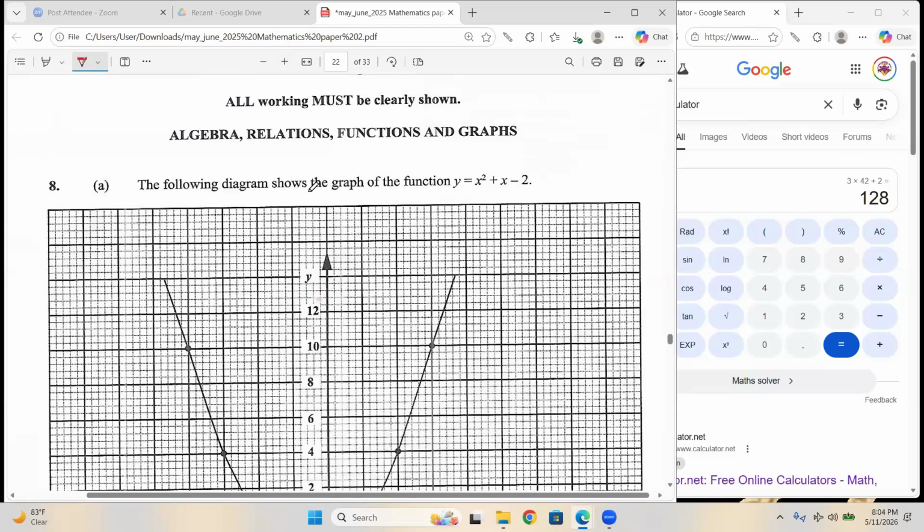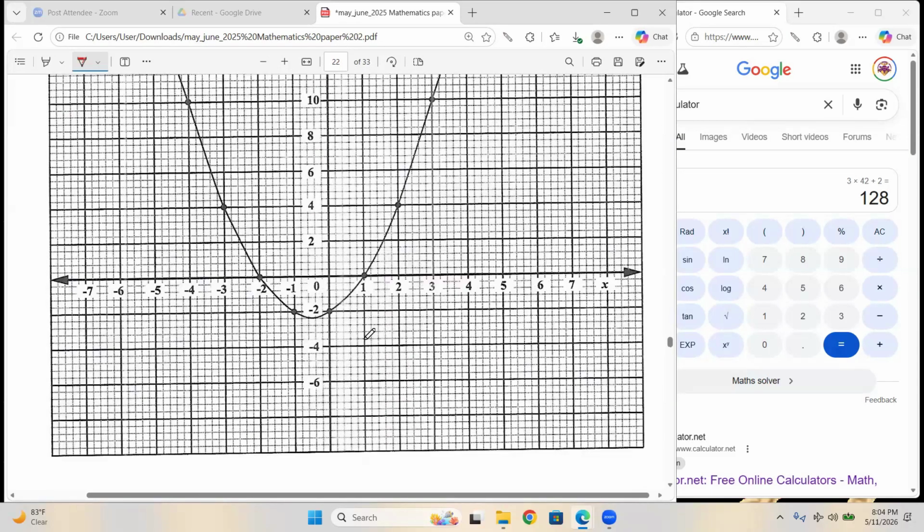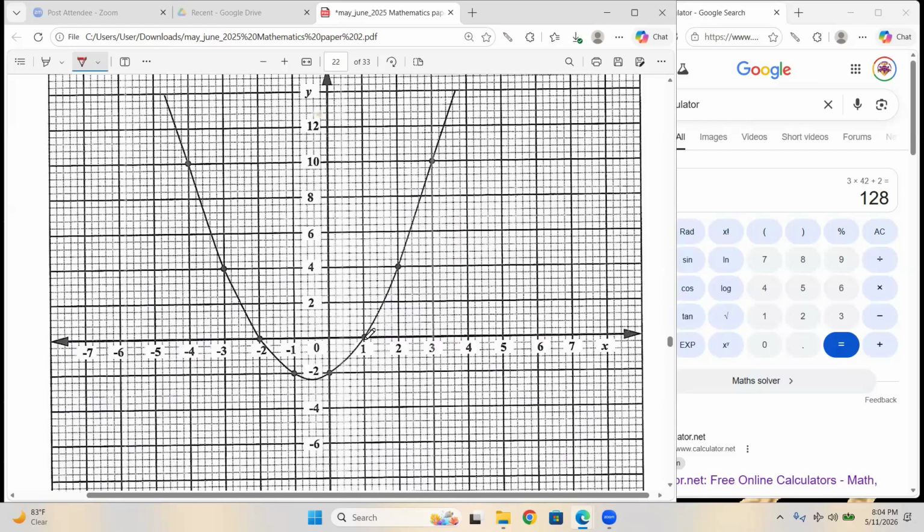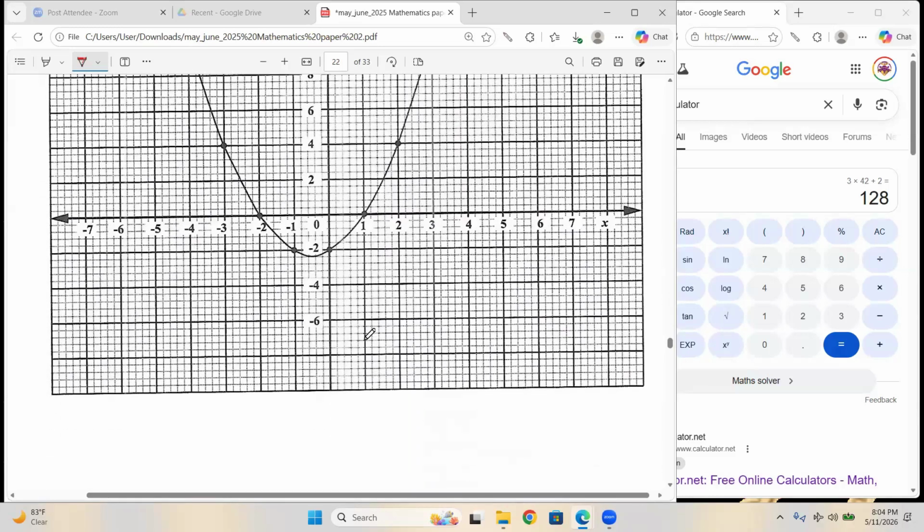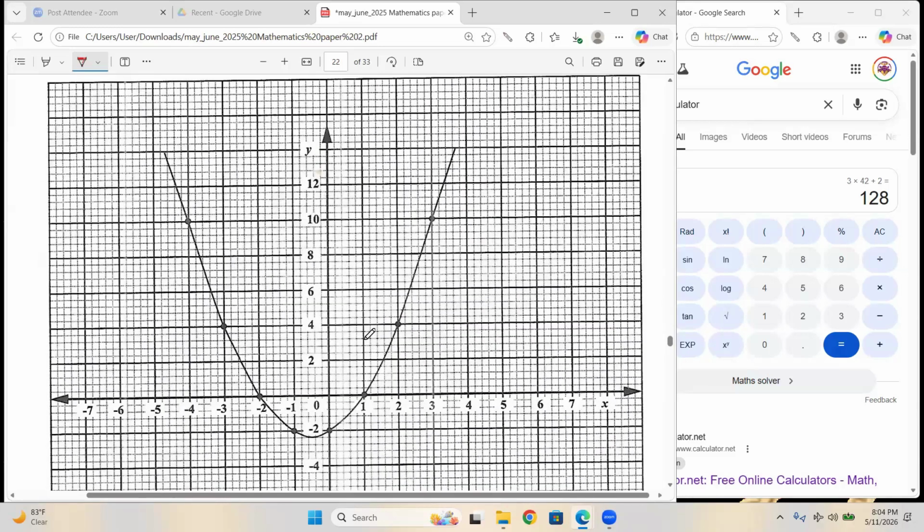Graph. So we have the following diagram showing the graph for the function y equals 2x plus x minus 2. So we have the quadratic graph here. If they bring a graph tomorrow, you'll get the actual graph. You don't have to draw the graph. Nothing is wrong if you have to draw it, but when you have the graph already, you just have to answer a few questions from it.